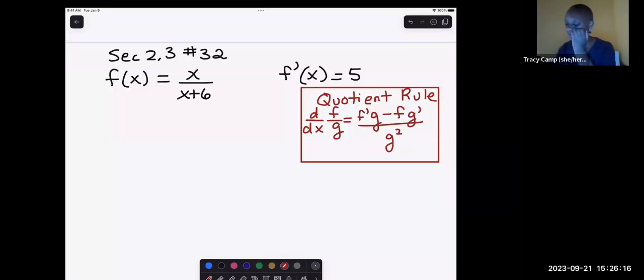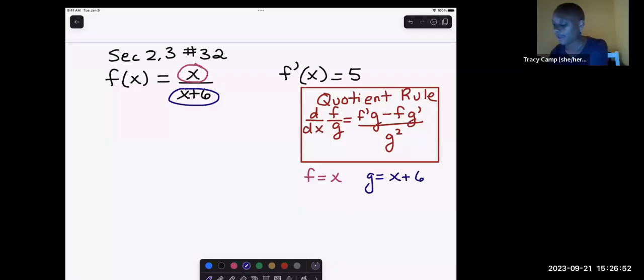I'm just going to label my expressions, my numerator and my denominator. I'm going to call my numerator my f. Here I'm going to write this underneath my quotient rule. So within the quotient rule, my numerator is x, and my denominator is x plus 6, so that's going to be my g.